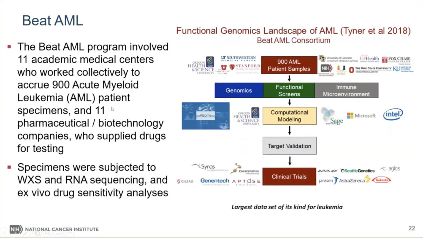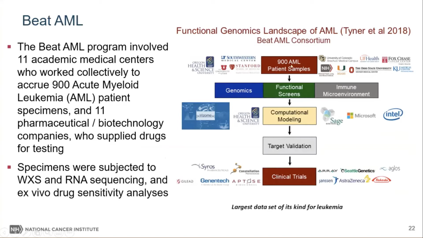Beat AML is one of the largest data sets of its kind for leukemia. This is led by Oregon Health and Sciences University to better understand drugs that should be prioritized. There's 11 academic medical centers that are accruing 900 AML patients, and there's about 11 pharmaceutical and biotechnology companies that are supplying drugs for testing.